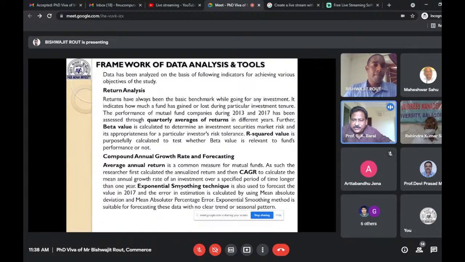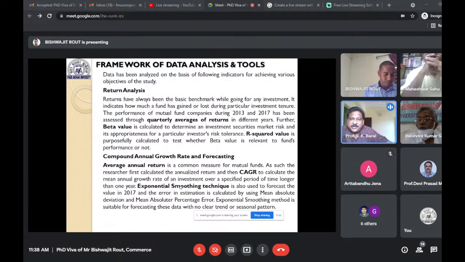Bishwajit, I would like to tell you one thing. Somewhere you have written that you have taken data from 2013 to 2017, and somewhere you have written that you have taken data up to 2018. Which is correct exactly? 2013 to 18, sir.